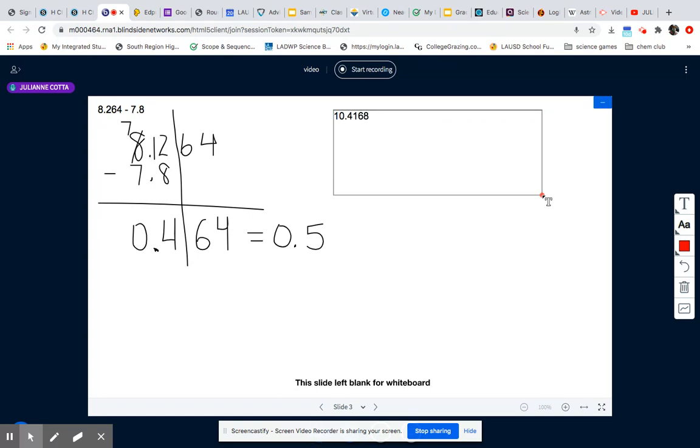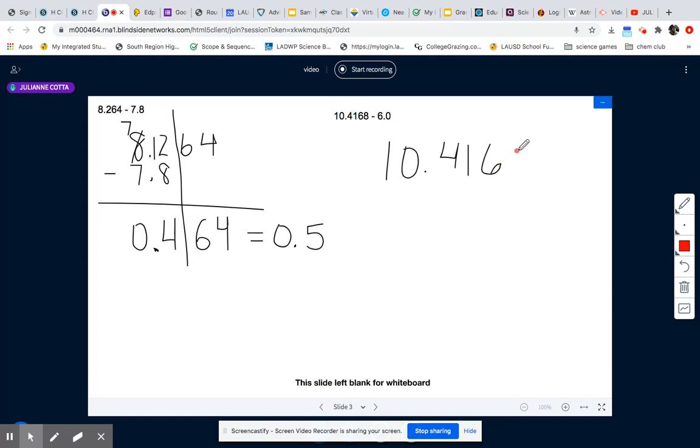10.4168 minus 6.0. Okay. Switch to my pencil. Okay, so 10.4168 minus 6.0. Draw that line. Okay. And now the fewest decimal places this time is with 6. It just has this one decimal place. So we're going to cut it off right here.